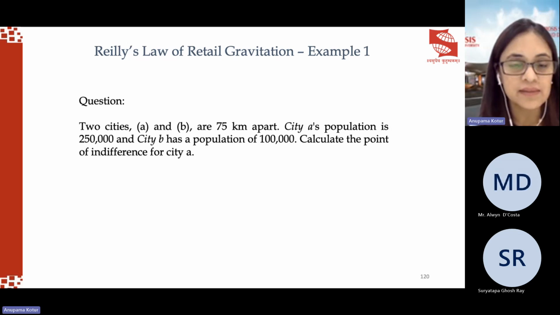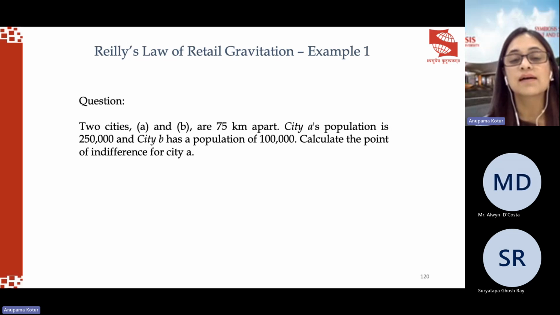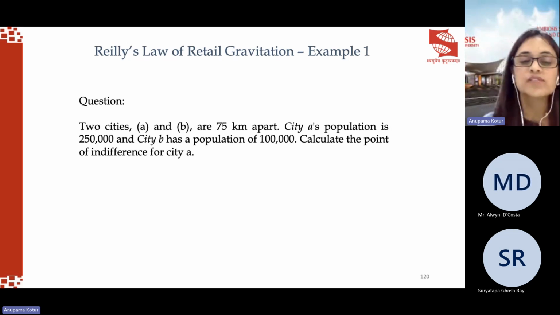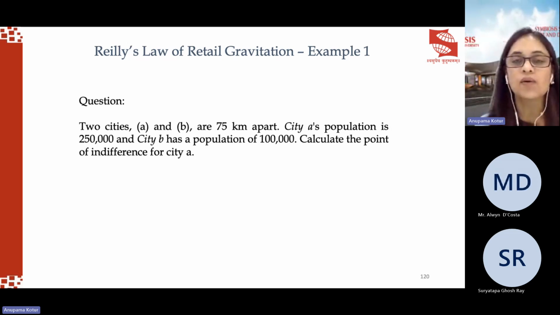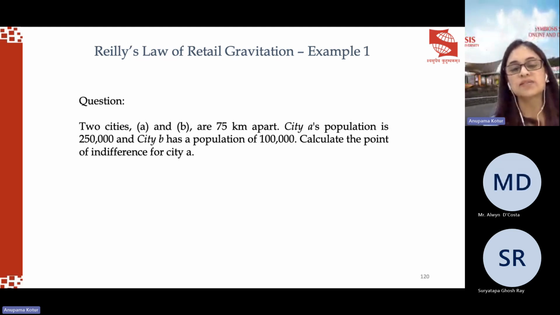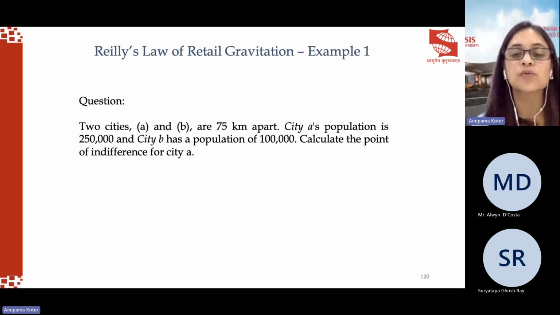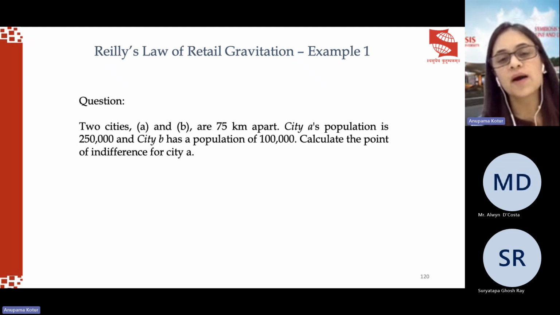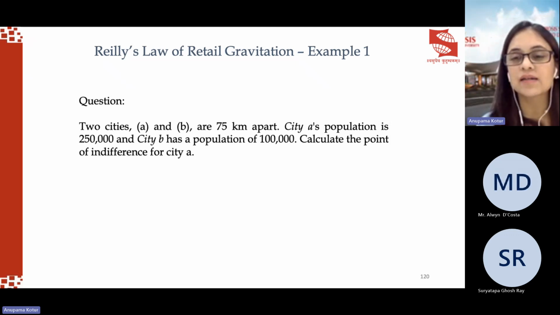There are two cities in this case, and the retailer has to evaluate which point, or rather proximity to which city, would be the best decision for this retailer to open a store. Both of these cities are 65 kilometers apart from one another. City A has a population of 250,000 people. City B is a smaller city which just has about a lakh people.